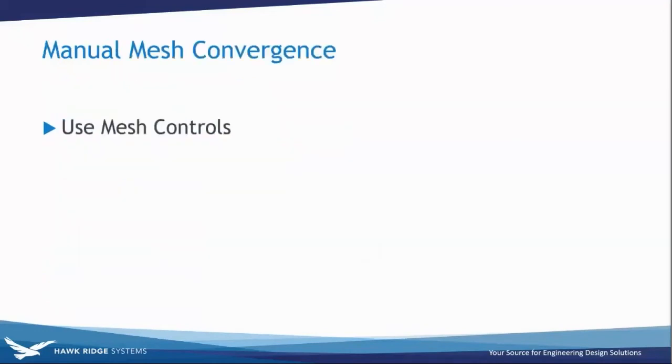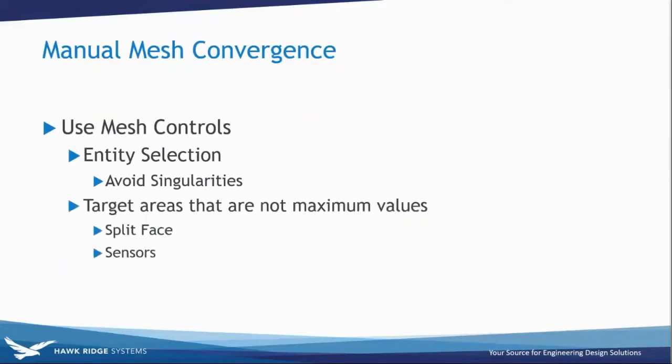In SOLIDWORKS simulation, you can manually adjust the mesh in areas of interest using a tool called Mesh Control. This Mesh Control tool allows you to select entities and define the mesh size you want on that entity. This allows you to ignore locations with singularities. You can target areas that are not the maximum stress values and use tools like split face and sensors to quickly get the data from the area that you want. The convergence process is the main con to this method, as you have to plot the data manually. However, the use of sensors and an Excel template can make this a less redundant task.